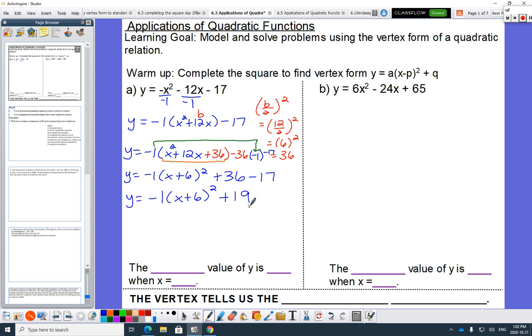So when we do the word problems today, the word problems are going to say, what is the minimum amount? What is the maximum amount? We're always looking at the maximum value or the minimum value. So you're going to complete the square to get the vertex. Technically in this question, it's not asking you to write the vertex out. However, if you're more successful with that, then do that. So we have -6 and positive 19.